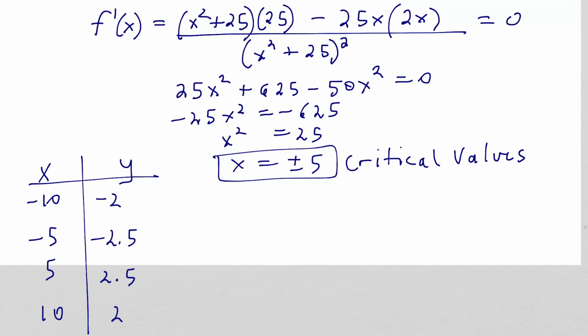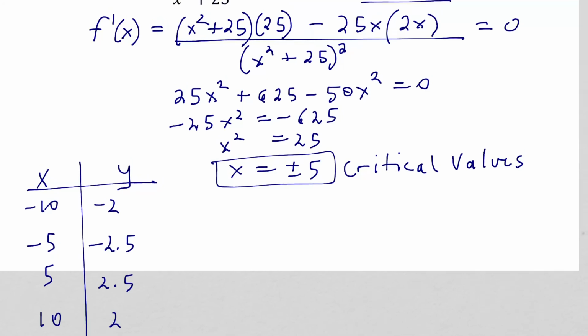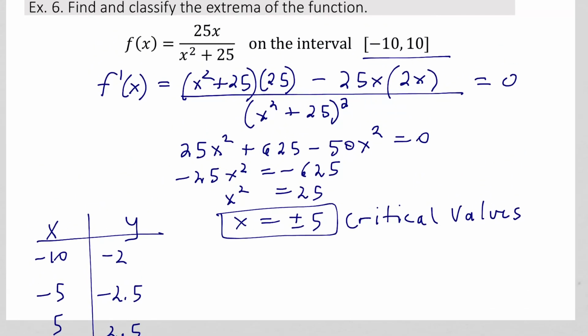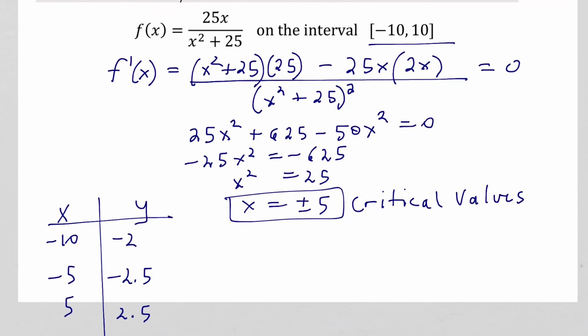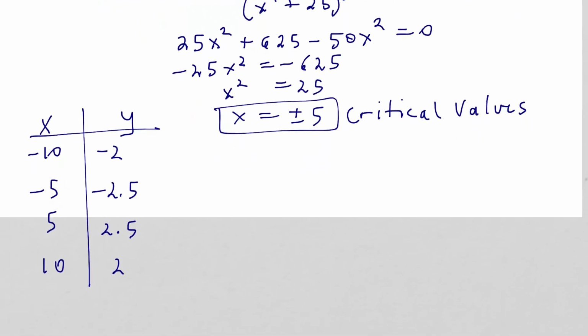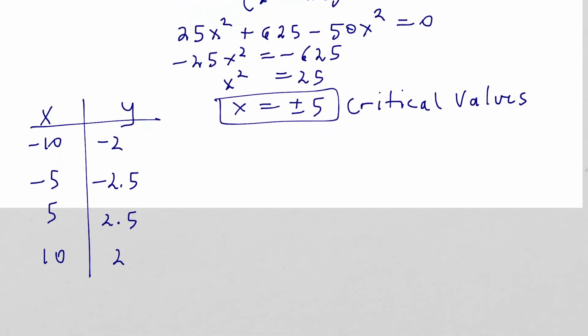According to the extreme value theorem, I'm guaranteed to have an absolute min and an absolute max if I have a continuous function over a closed interval. I know this is a continuous function because there are no vertical asymptotes in this rational function, since x squared plus 25 will never be 0. So this is definitely a continuous rational function.